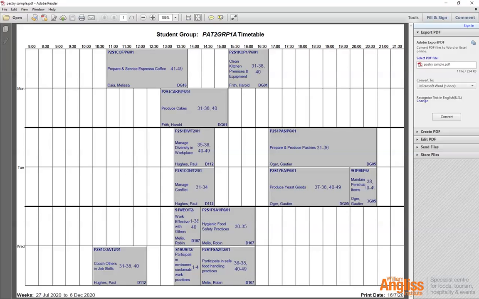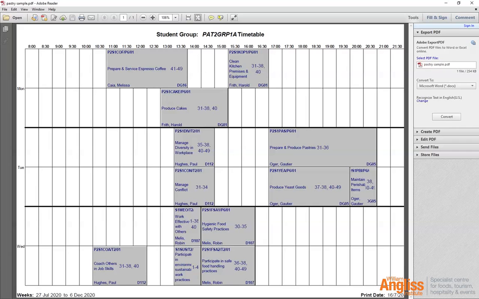My name is Angela Semiklis, and I'm here to explain student timetables for patisserie and bakery programs. The example you can see on the screen right now is a patisserie timetable. This timetable is easily read by just following the simple directions from the timetable.